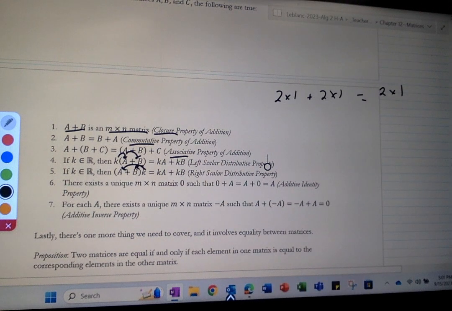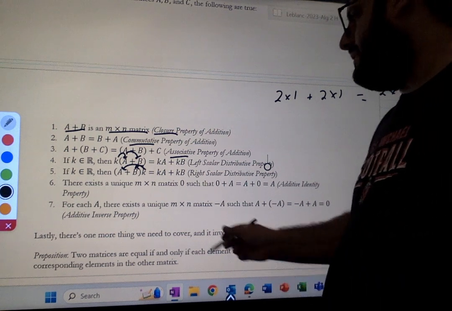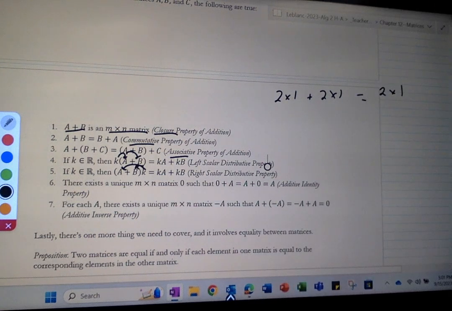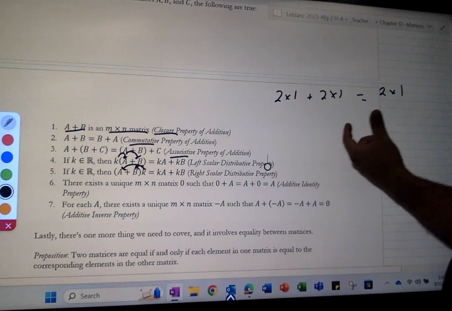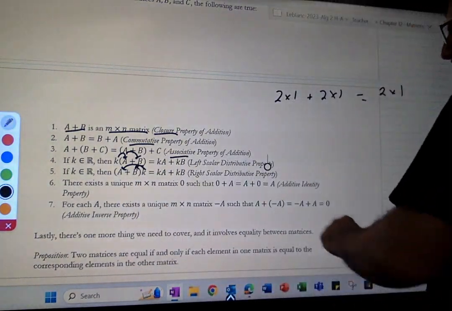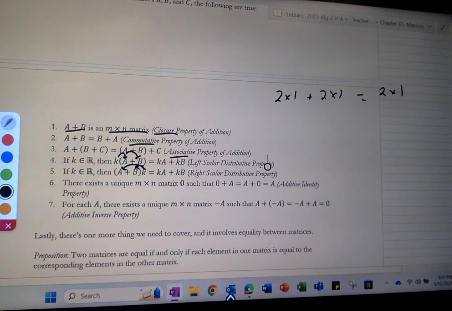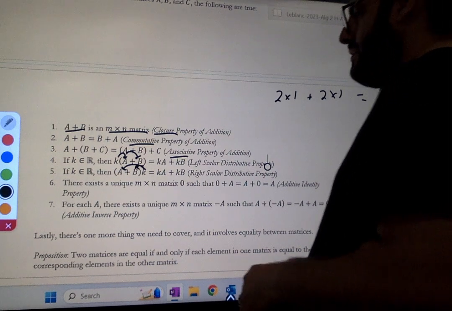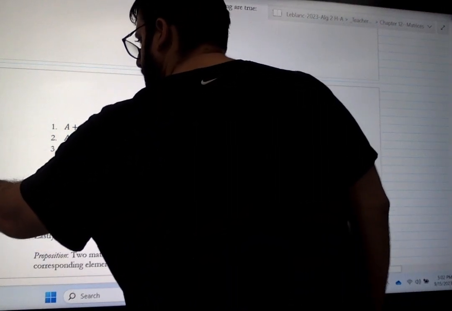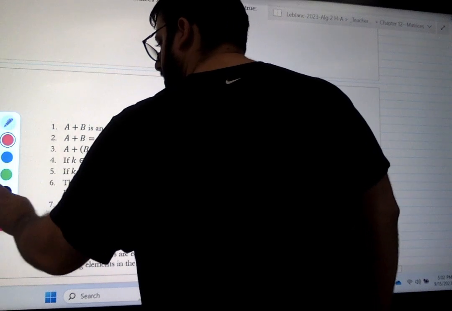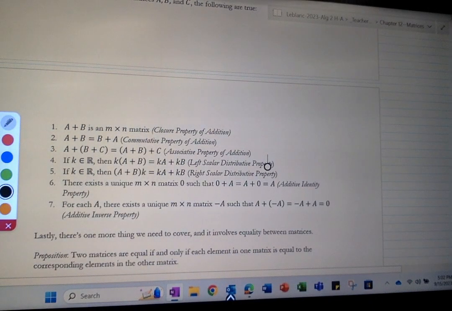Okay. And then also, just like real numbers have an identity and an inverse, so do matrices for addition. There exists an n by n zero matrix such that if I add any matrix to it, I get itself. Okay. There's also a unique n by n matrix, negative A, such that if I add A to its opposite, negative A, then I get 0. Okay? So again, just like real numbers have these properties, matrices also have some of the same properties.